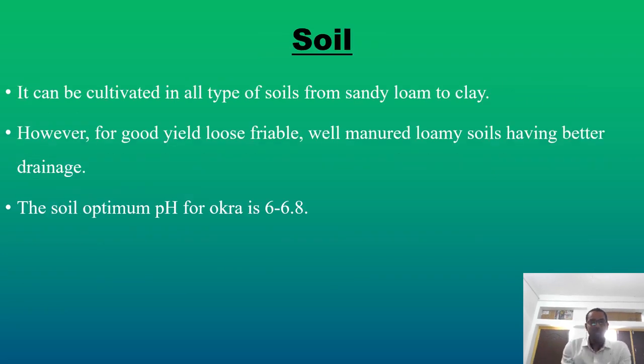Now coming to the soil requirement of okra. Okra can be grown in a wide variety of soil, from sandy loam soil to clay. But sandy loam soil with good drainage facilities is found best for okra cultivation. And the optimum pH range for okra cultivation is basically 6 to 6.8.